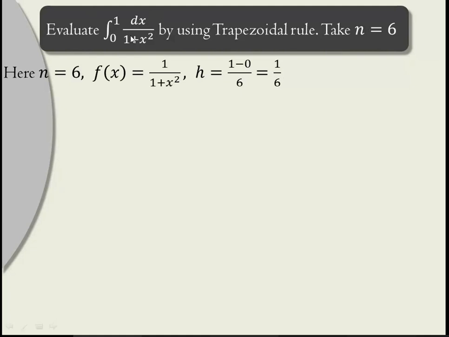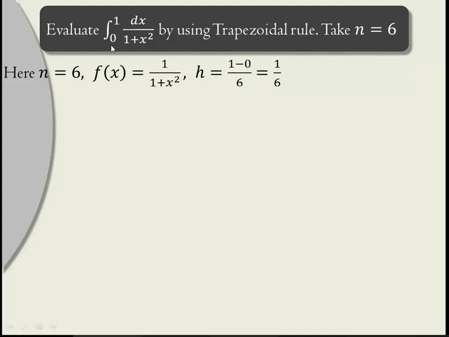This function f of x is 1 upon 1 plus x square. Other than dx, whatever term is there, that will be our function f of x. Or you can take this as y. h will be b minus a, that is 1 minus 0, divided by n. So that will be 1 by 6.